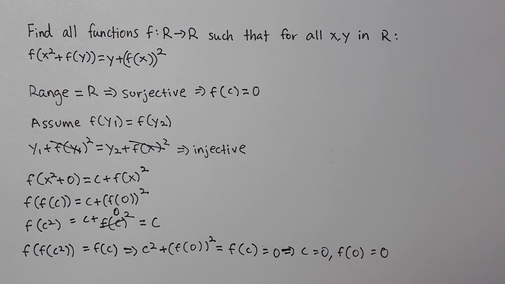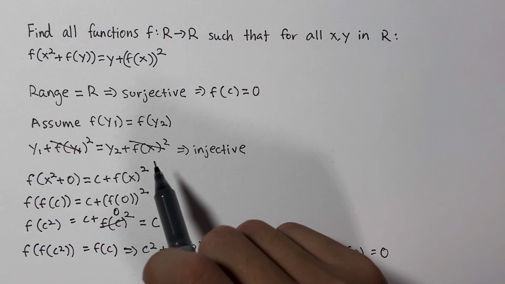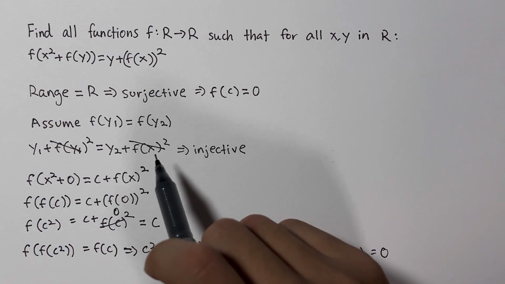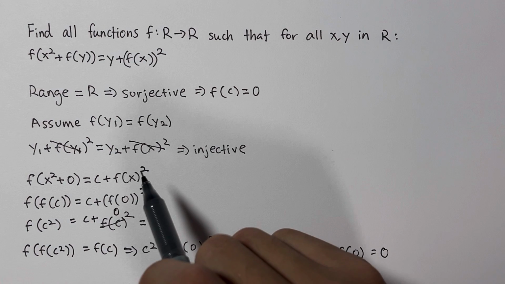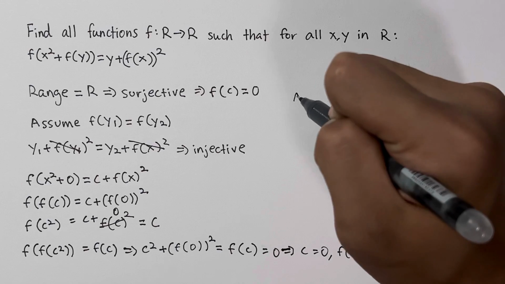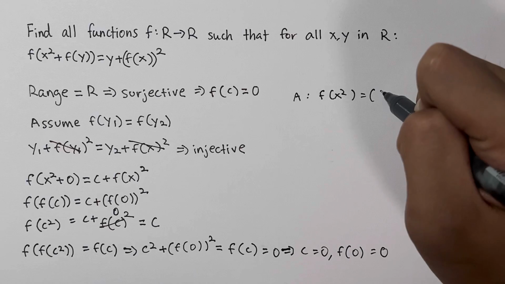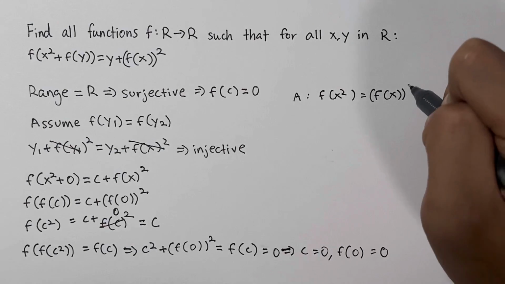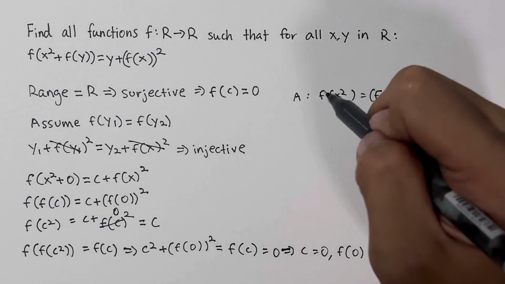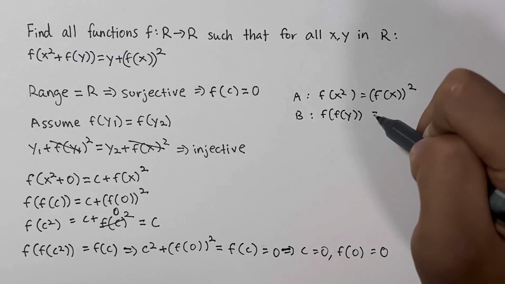We've made a huge breakthrough: f(0) equals 0. So let's see what relations A and B have become. Relation A was that f(x²) equals c plus f(x)². Relation B was that f(y) equals y plus f(0)². So basically the relations have now become f(x²) equals (f(x))², and B has become f(y) equals y.